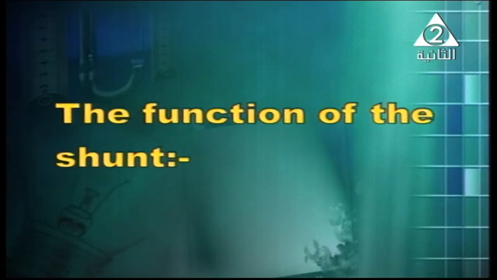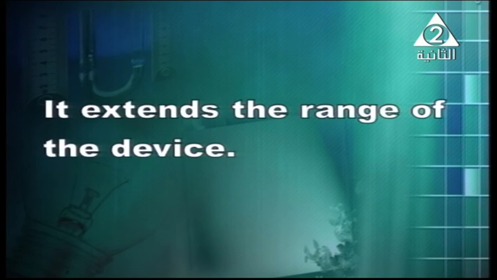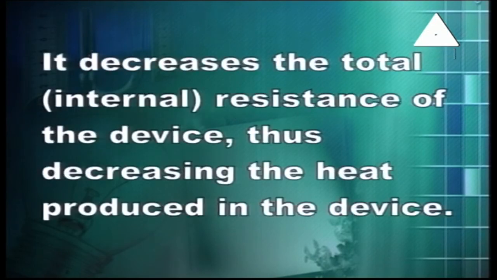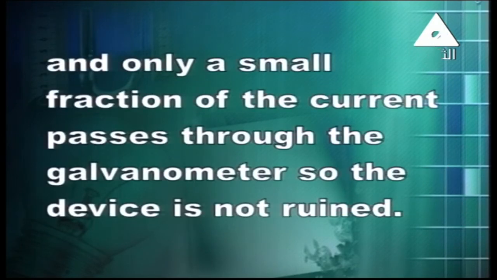It extends the range of the device. The shunt increases the range of the device. It decreases the total resistance, the internal resistance of the device, thus decreasing the heat produced in the device. And most of the current entering the device flows through the shunt, and only a small fraction of the current passes through the galvanometer, so the device is not ruined.